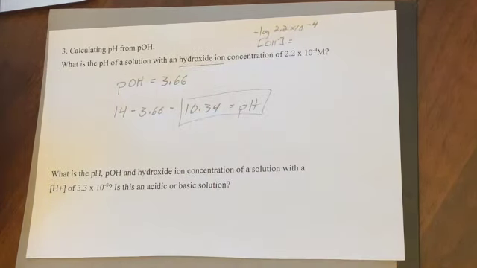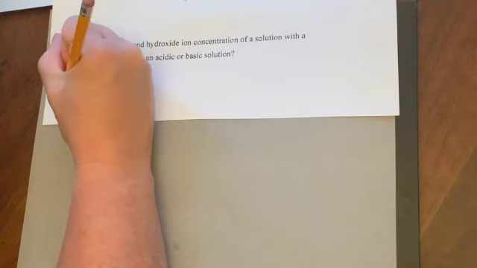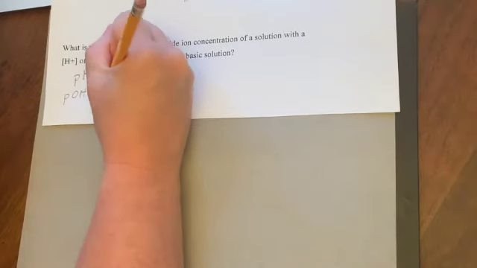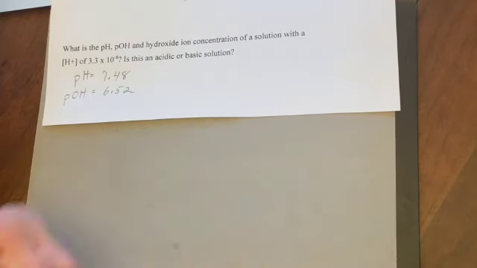I'm going to go ahead and quickly find the pH. So I'm going to just do the negative log of 3.3, second E, negative 8. And that gives me 7.48. 7.48 is my pH. I'm now going to find my pOH by simply going 14 minus 7.48. And so my pOH is 6.52.